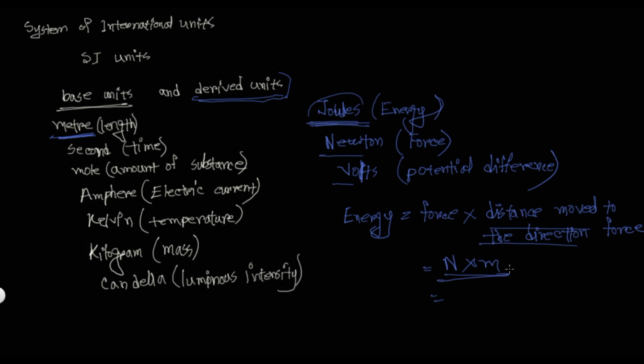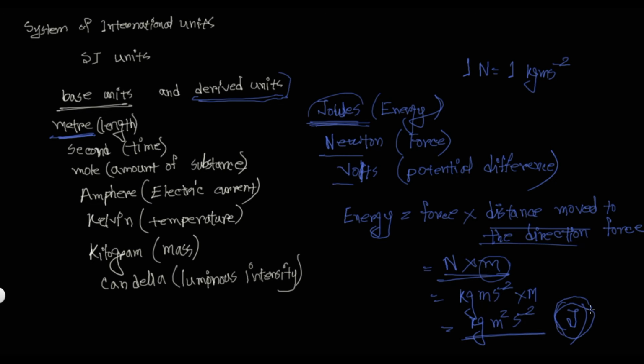This is not in base units. The meter is base, but the Newton is not. So how do you convert this? As we know, 1 Newton is equal to 1 kg meter per second squared. So we can substitute the value for 1 Newton, which is kg meter per second squared, times m. This is kg meter squared per second squared. So this is the base unit for joules. Well, this is much easier to write, but joules is a derived unit.